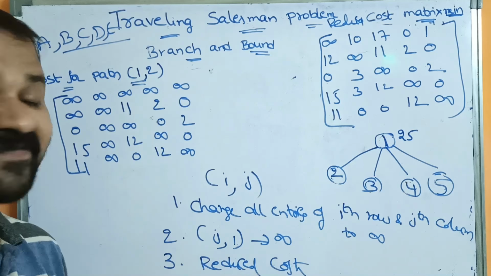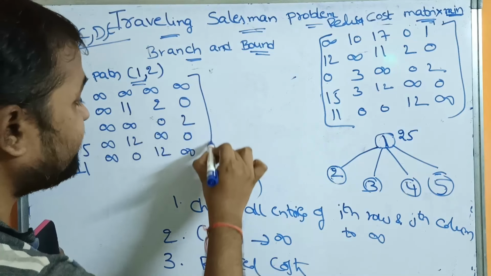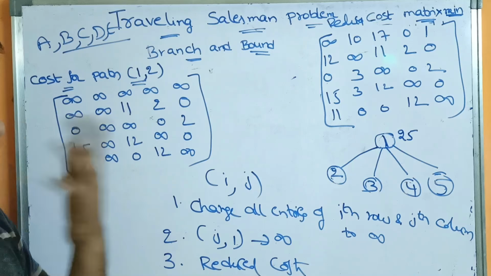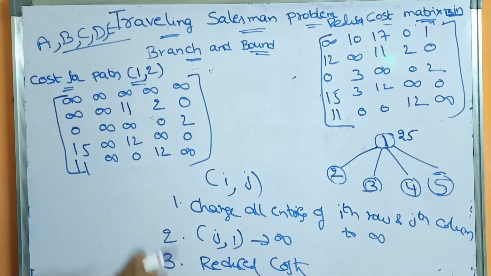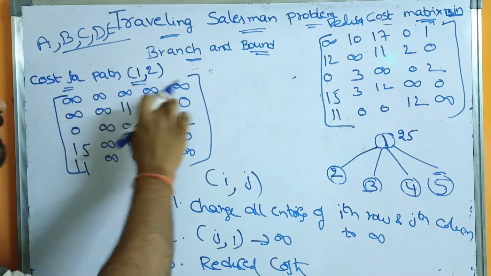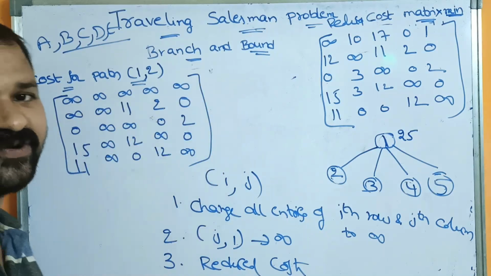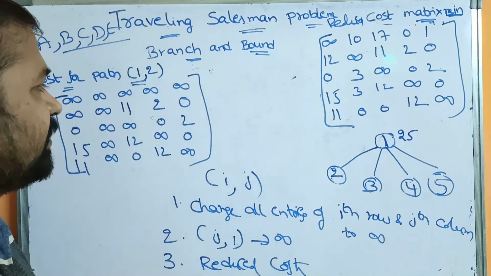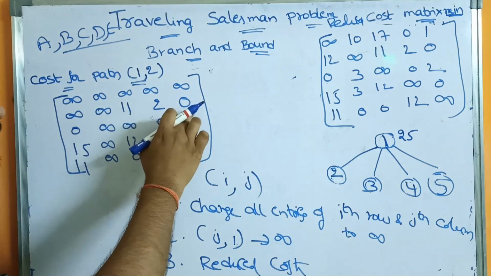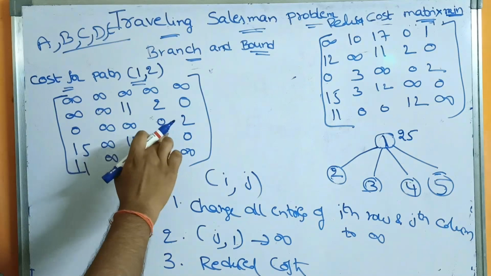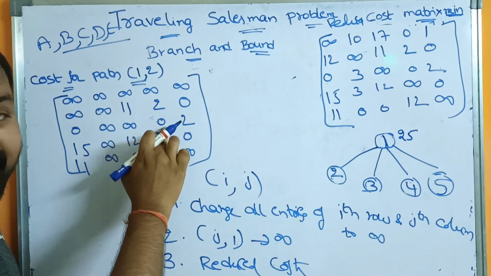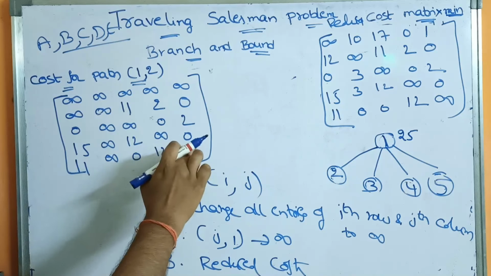We have to check whether it is a reduced cost matrix or not. If it is not a reduced cost matrix, then we have to convert it to a reduced cost matrix. If we observe the first row, it contains all infinities only, so it is already in the proper format. Next, in the second row one entry is 0, so it is also in proper format. In the third row also one entry is 0, so proper format.